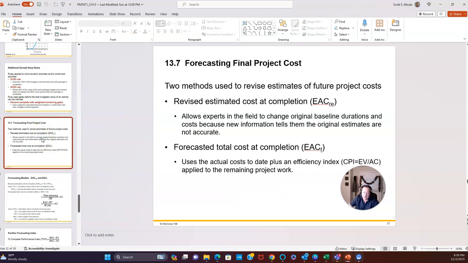Okay, so we'll talk a little bit about final cost. Again, let's say you're 6 months into a project, you've already spent 500,000.